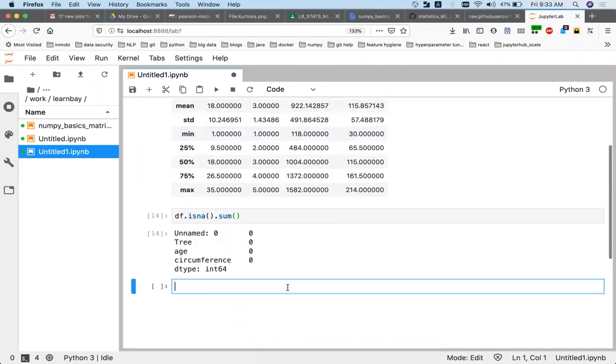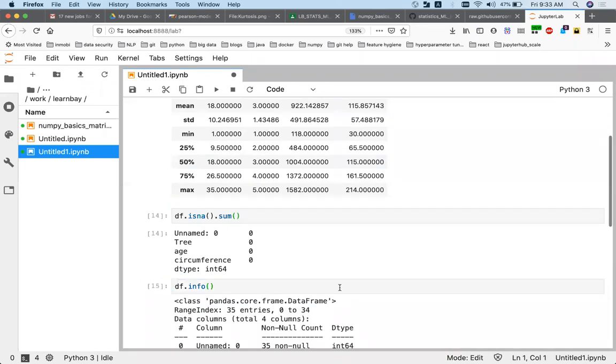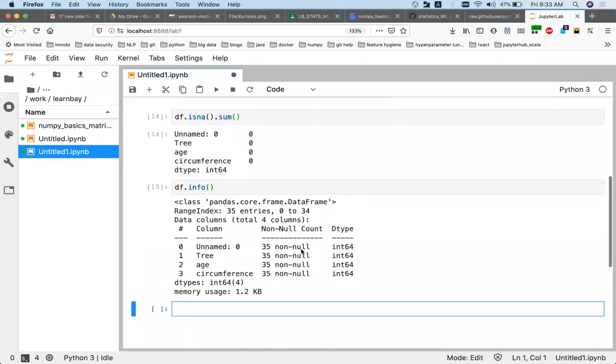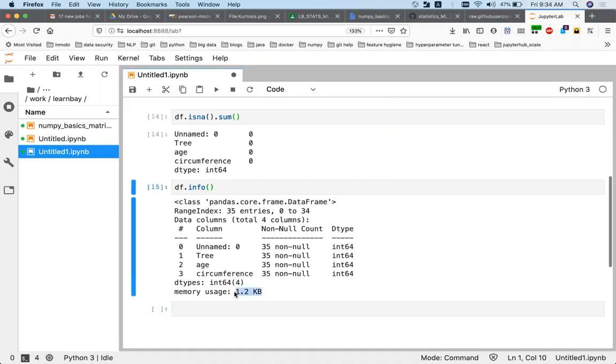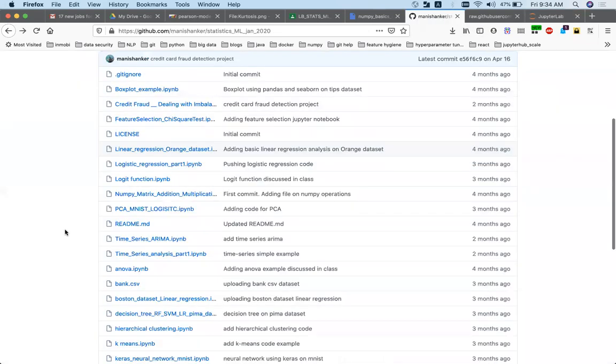df.info will give you the type of the column. It will give you the non-null count, the data type, and the memory that it is taking in your computer. So this is also one more helpful command, df.info. Just give me 1 second, I will find you a more useful data set.